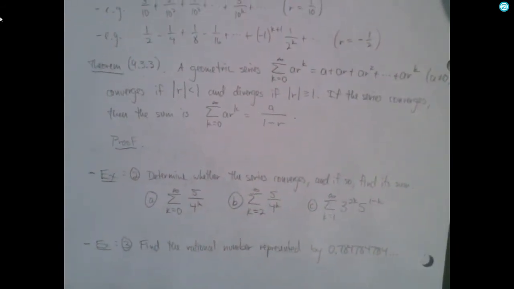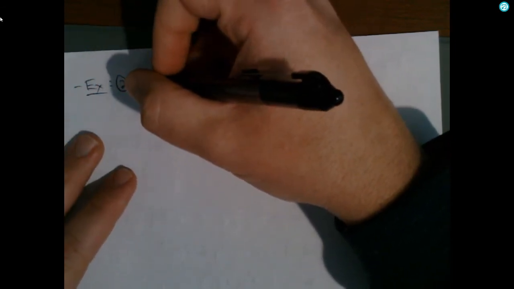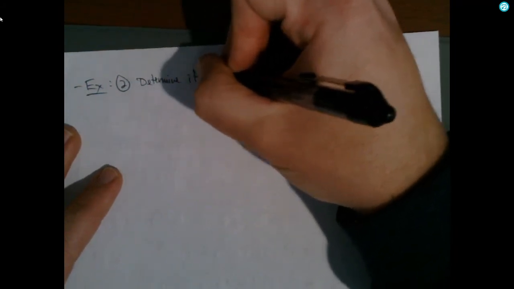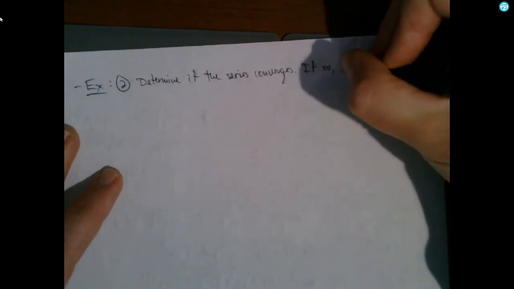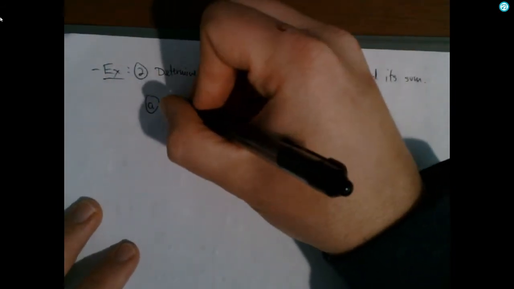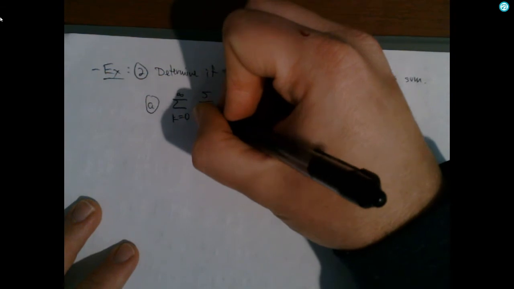And now let's take a look at some examples of applying that fact. So we'll determine whether the series converges, and if so, find its sum. We've got the sum from k equals 0 to infinity of 5 over 4 to the k.